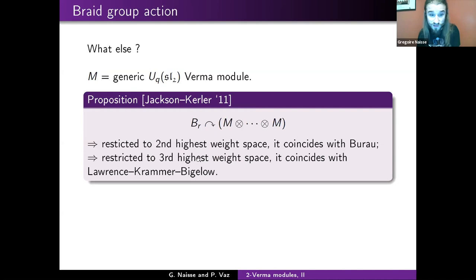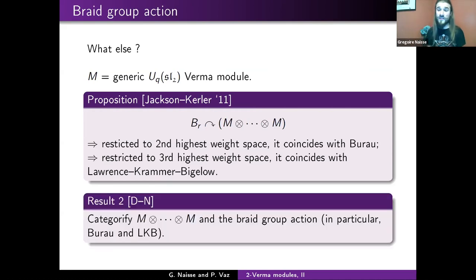And then you get Lawrence-Krammer-Bigelow, which is also a famous representation of the braid group, and it's even a faithful one. And this time, the two parameters up to reparameterization coincide with the quantum q and with the generic highest weight. And then again, you can continue and restrict to any highest weight space. And I think in general, it coincides with the generalized Lawrence braid group representation. And so now we could try to categorify this, and it appears that it also works.